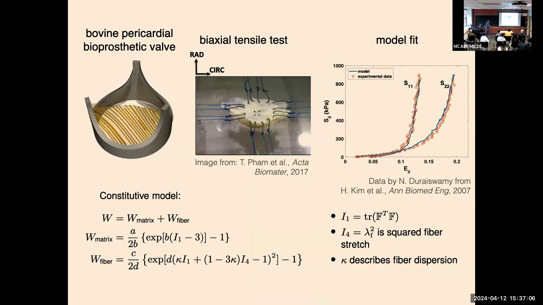We've used these kinds of numerical methods to look at models of prosthetic heart valves. This is an example of a prosthetic heart valve that's made of bovine pericardium. There are tensile test data that you can use to parameterize hyperelastic material models that do a good job of capturing the gross response of these kinds of materials.